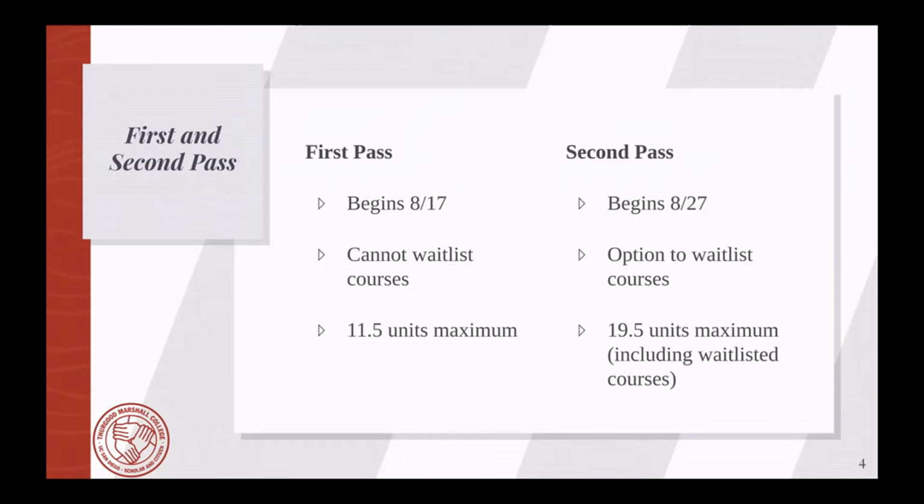For most students, 11.5 units will allow them to enroll in two 4-unit courses. Second pass will begin the week of August 27th. During your second pass, you will have the option to enroll in open courses or join the waitlist for courses that are full. The maximum number of units you can enroll and waitlist in is 19.5, so this is approximately 4 4-unit courses.